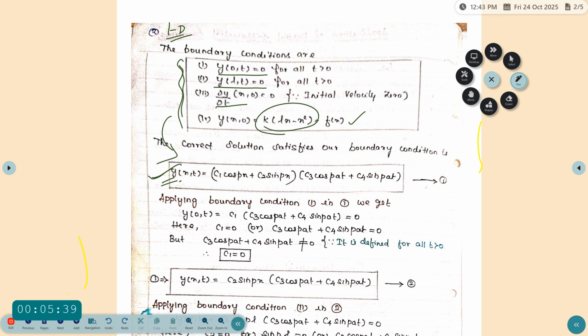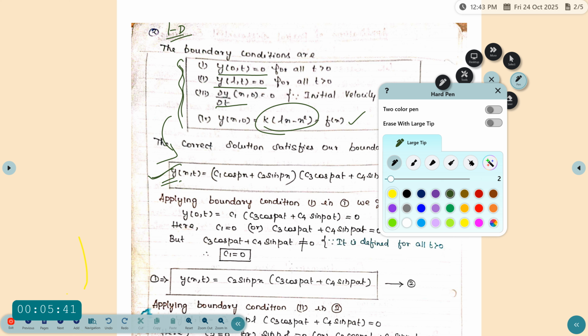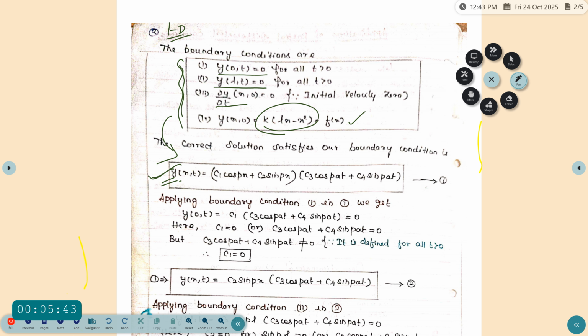After that, find the values for the constants C1, C2, C3, C4. Then we can get the values. Finally, we will get the solution. Now, let us apply boundary condition 1.